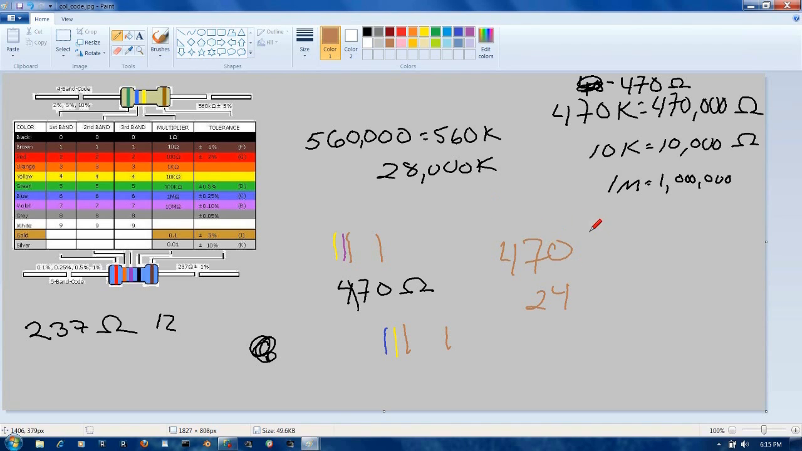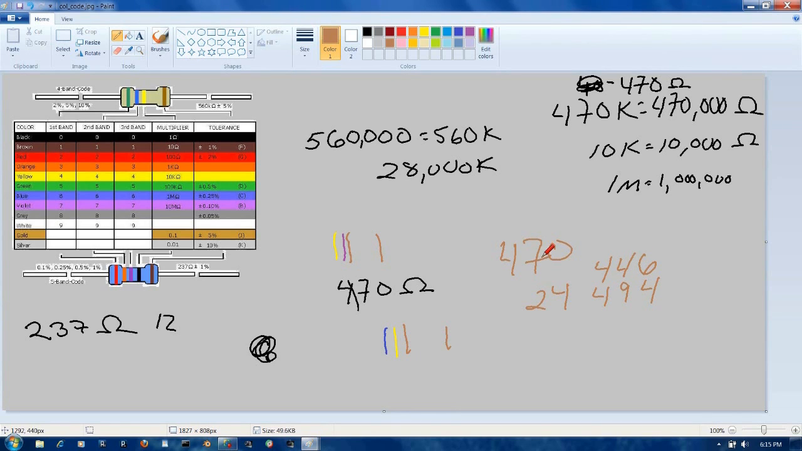So 470 minus 24 is 446. So our range can be 446 ohms. Remember, I was doing some of this earlier. And our max would be 494 ohms. So this 470 ohms resistor with a 5% tolerance could be one of these numbers.